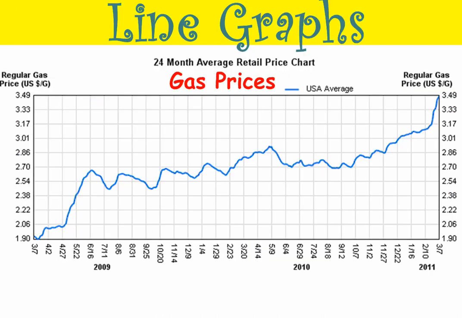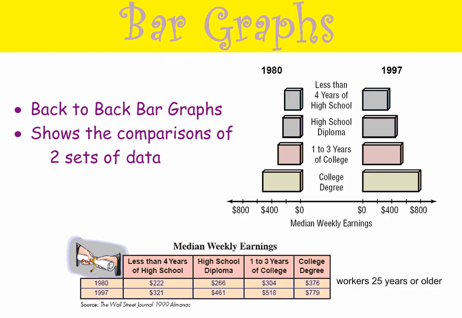Line graphs, here's another example. This is gas prices. We can see back in March of 2009, $1.90 a gallon. Last year, in March of 2011, we were at $3.49. And now in today's world, we're a little above that even, $3.60, $3.70 a gallon.